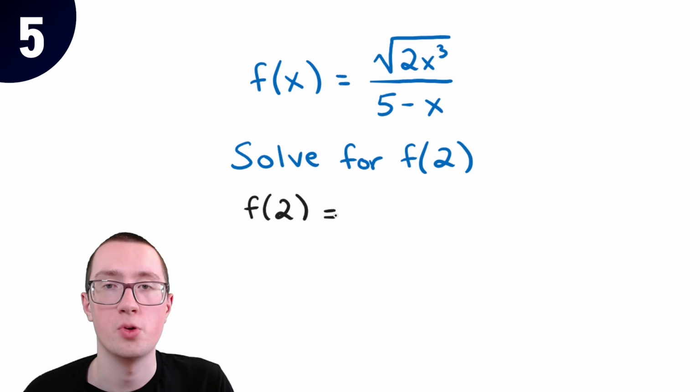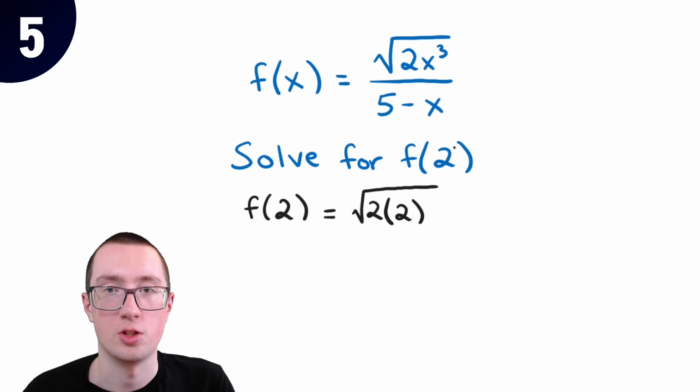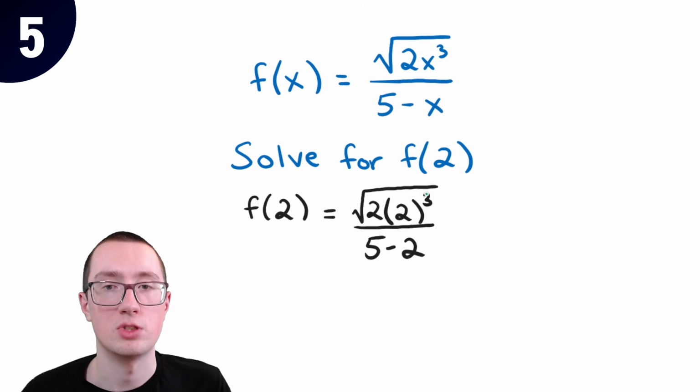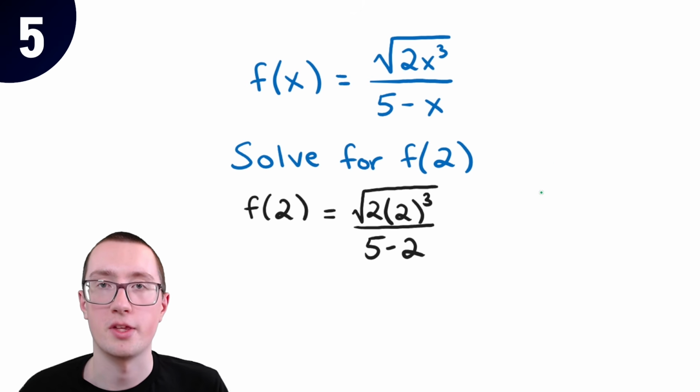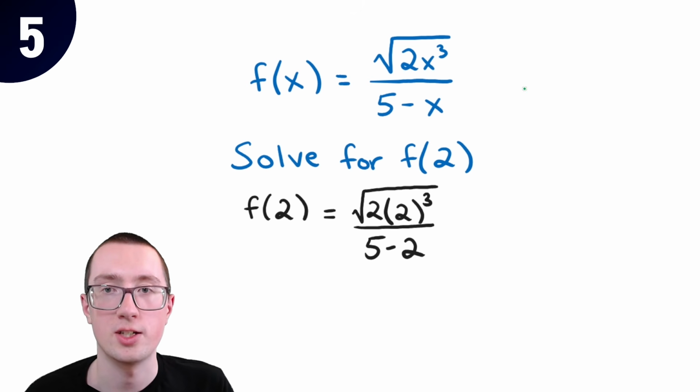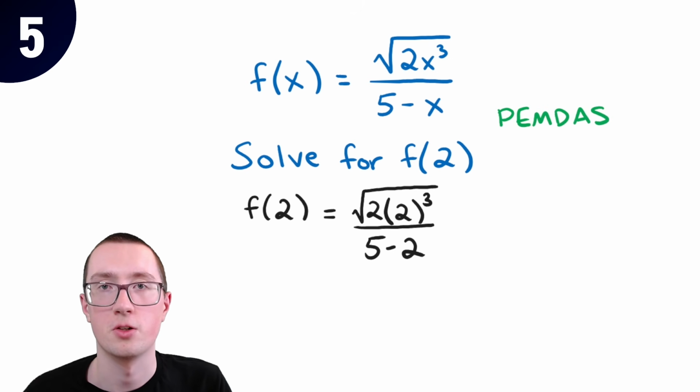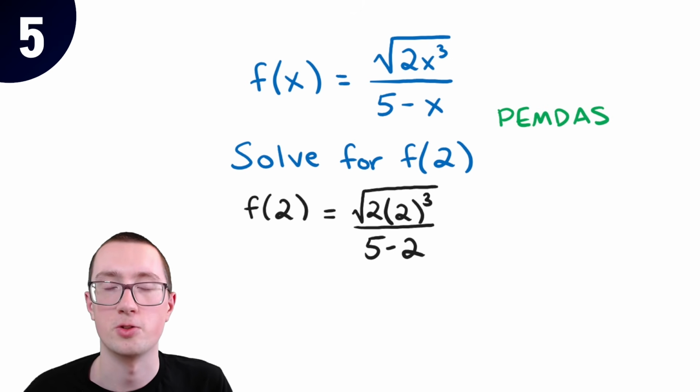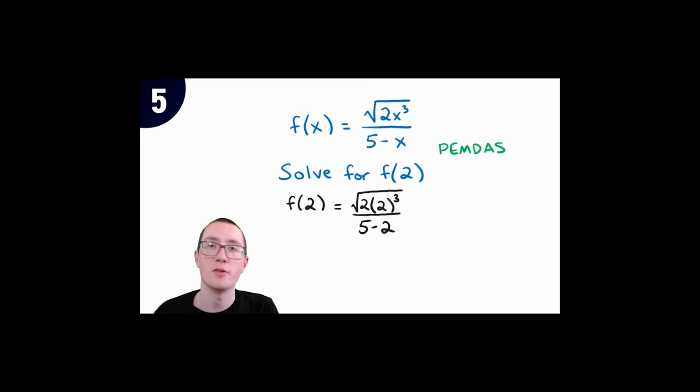So f of 2 is going to be equal to the square root of 2 times, instead of x, we're going to write 2 to the power of 3, over 5 minus, and again, we're going to replace x with 2. And now we just need to simplify this using our favorite thing in the world, the order of operations, which is PEMDAS, also known as GEMDAS, also known as BODMAS, also known as BIDMAS, also known as whatever you call it where you are.